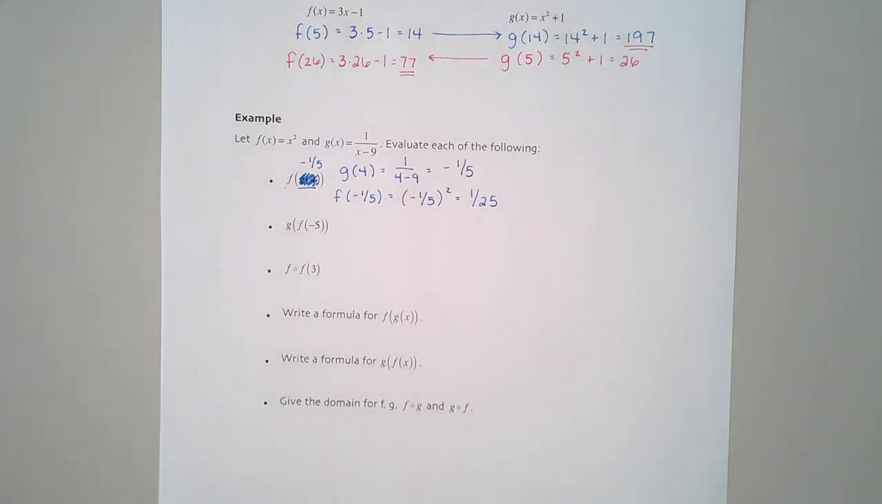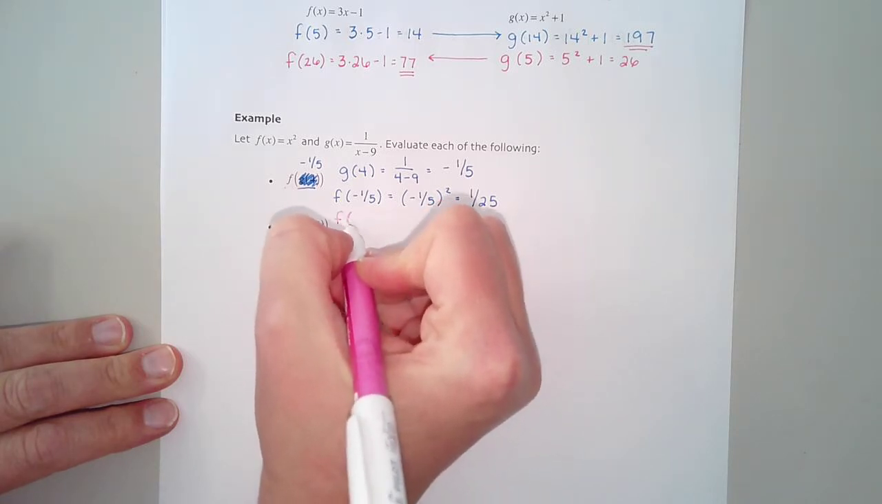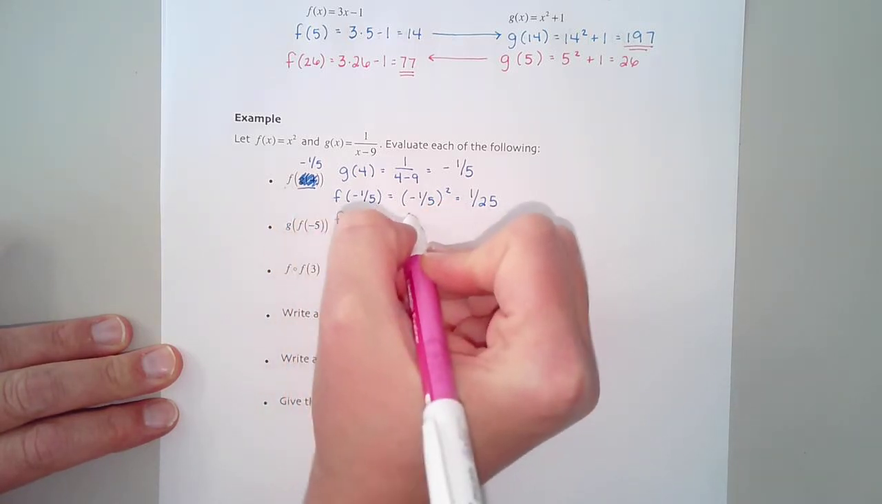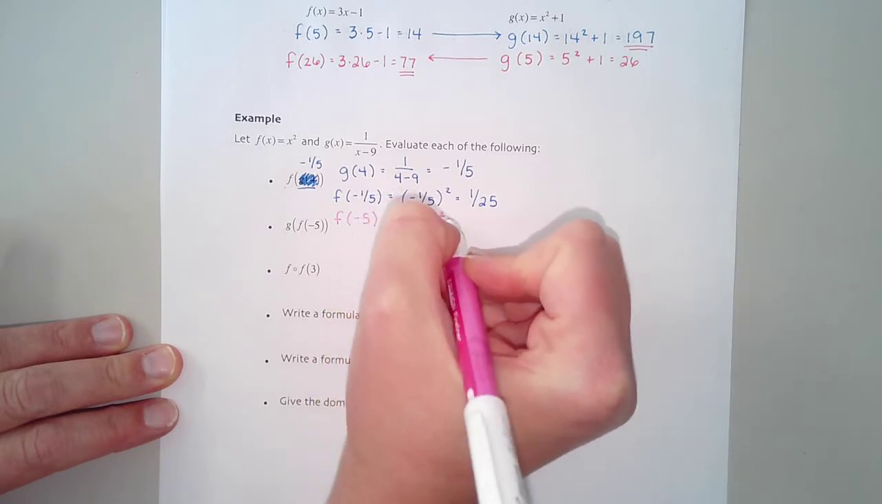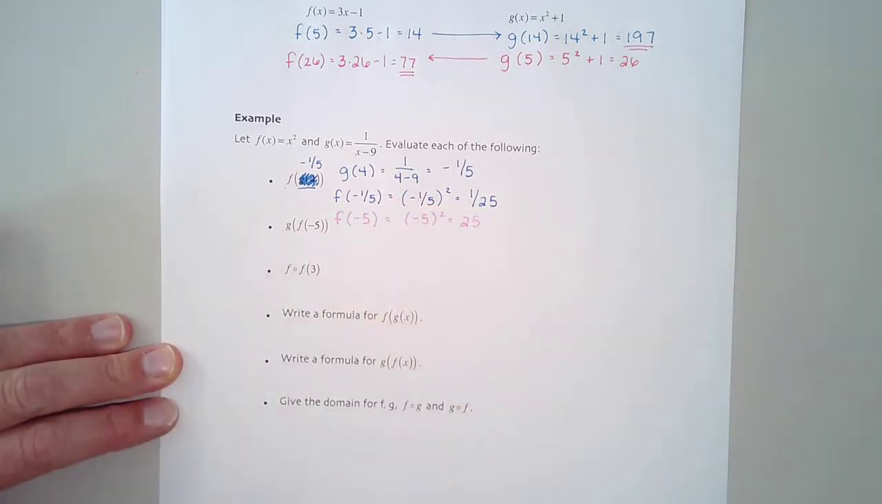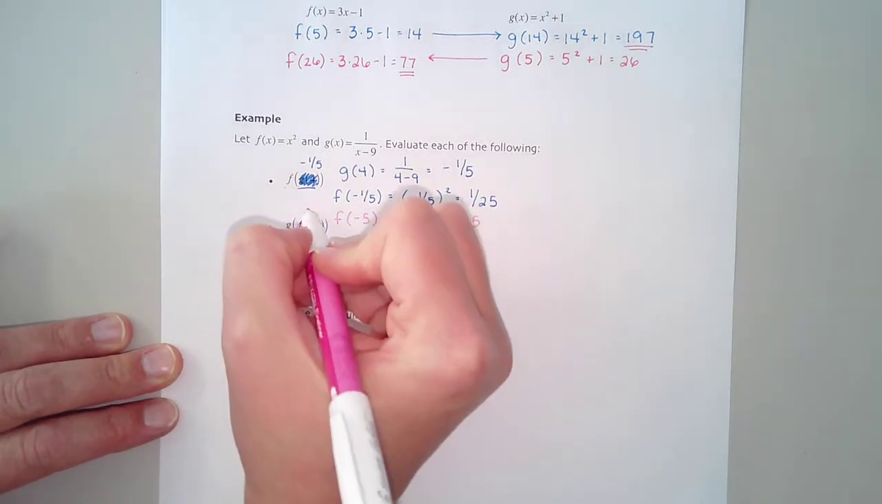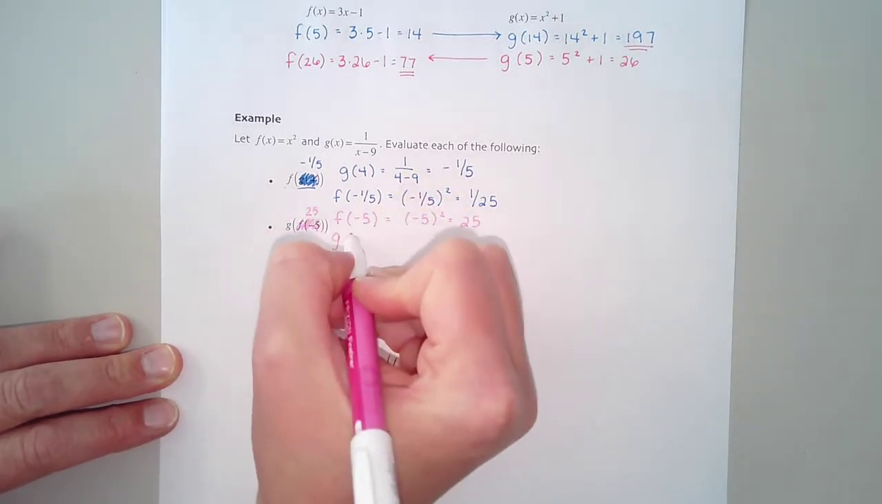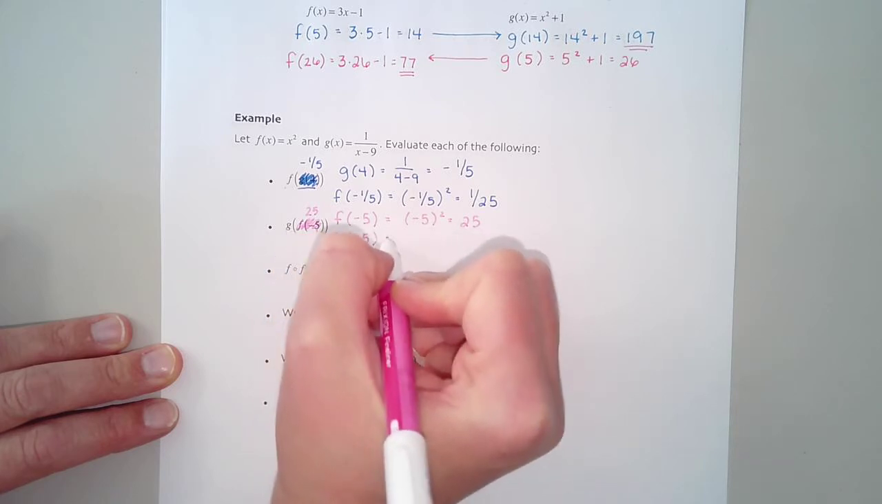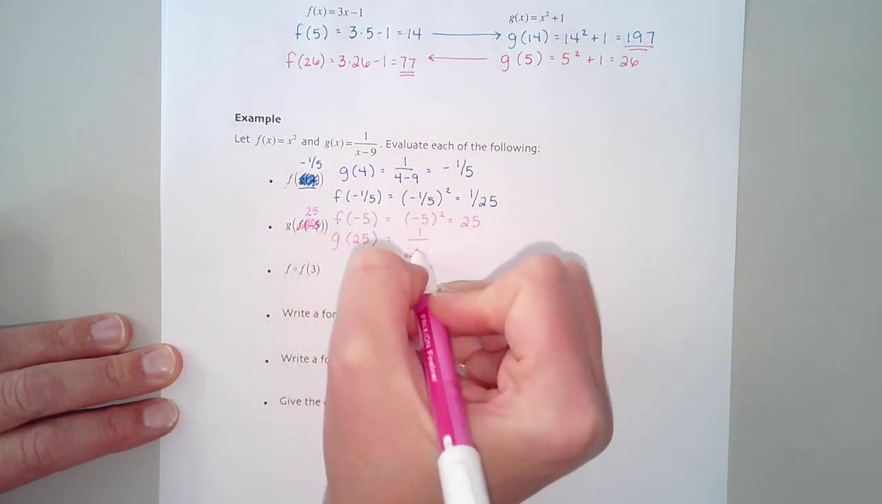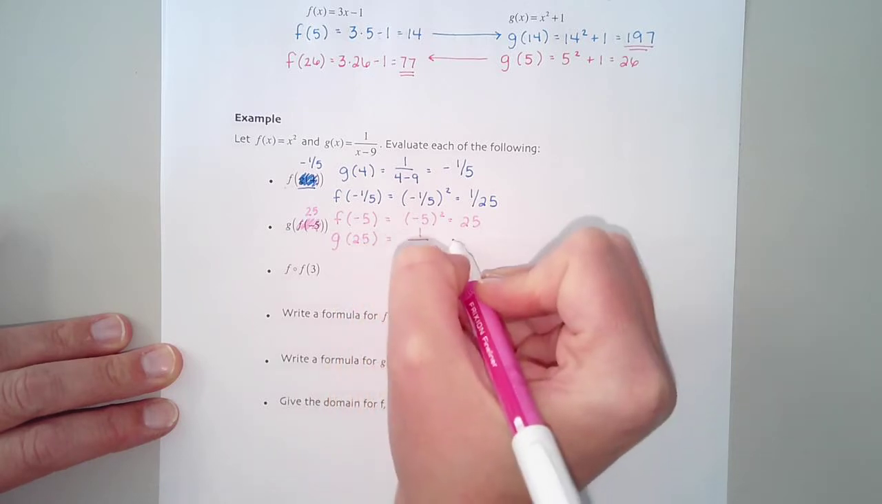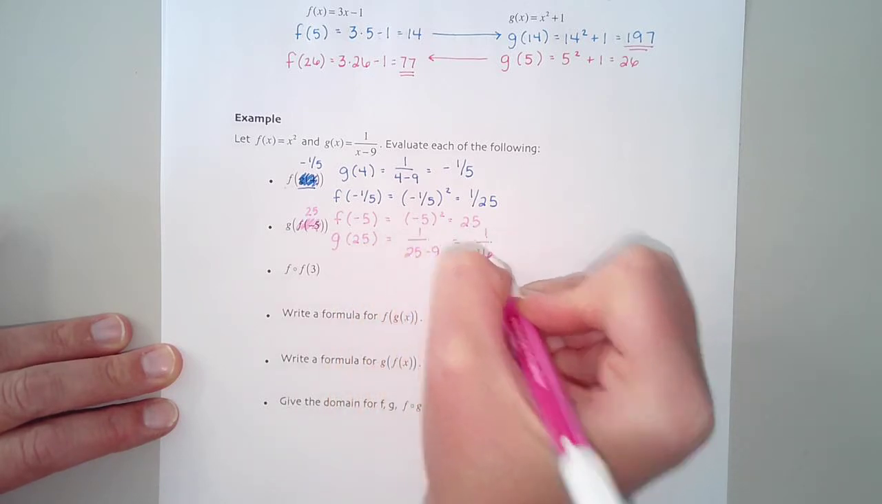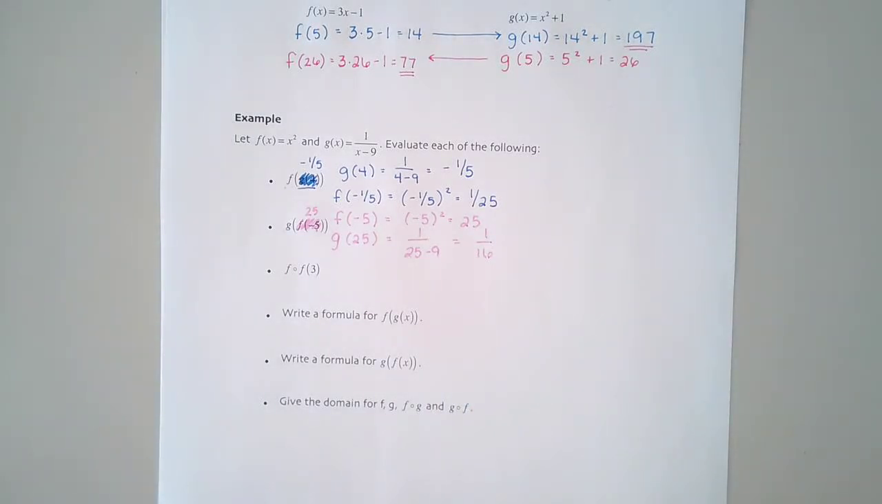Okay, let's try with the next one. And the next one, let's see, it looks like I'm starting with the f function this time instead of the g function. So I'm going to go f of negative 5. That would be negative 5 squared, which is 25. And then I'm plugging that 25 in right here. So I'm really doing g of 25, which is 1 over 25 minus 9, which is 16, so that's 1/16. And that would be my final answer there. Sorry, that pen's really light.